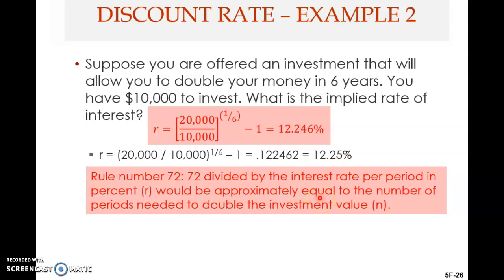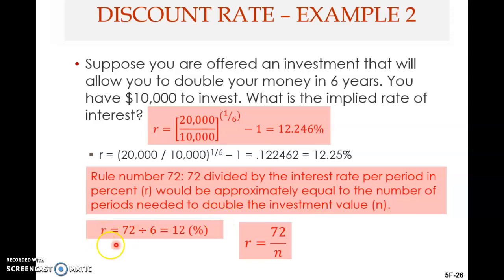So 12 is actually 12%. This 12 is stated as 12%. So if you take this 72 divided by 6, where 6 means number of years, 6 years, you get 12. This 12 is interpreted as percent. So this is the formula for rule number 72. For any problem where you double the investment, you take 72 divided by n, you get r. This r is in percentage.